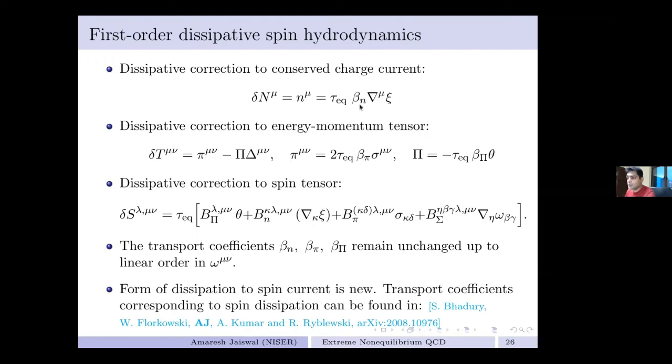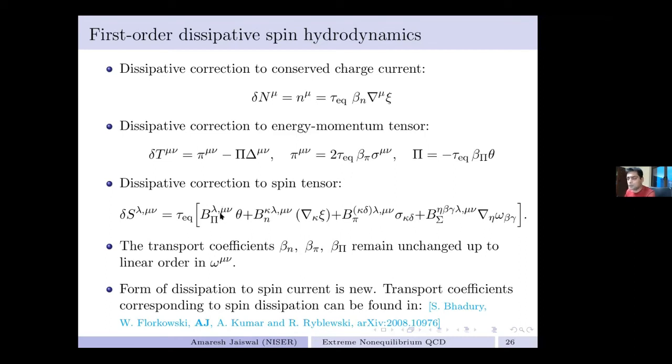The transport coefficients beta n, beta pi, and beta capital pi remain the same. They do not change from what we usually obtain, usually meaning in the absence of spin conservation. However, the transport coefficients for spin have complicated forms, and they are listed in this paper, for which I have provided the information below. So the transport coefficient corresponding to spin dissipation can be obtained.